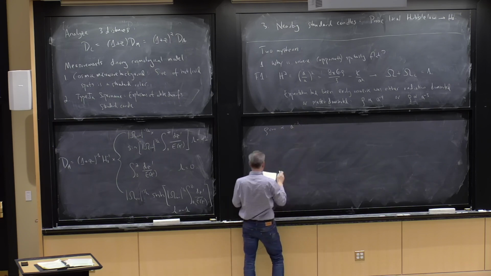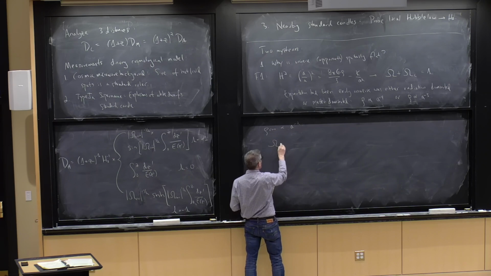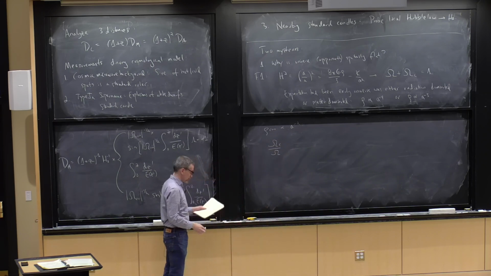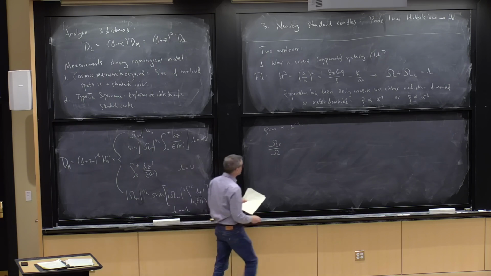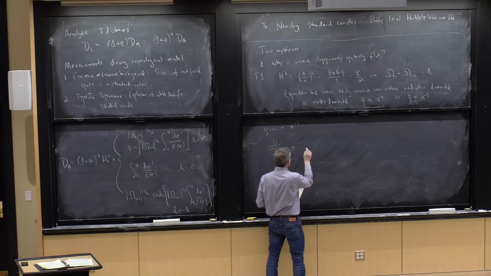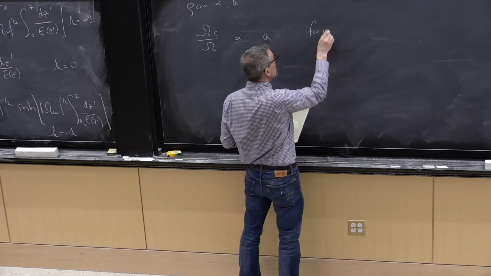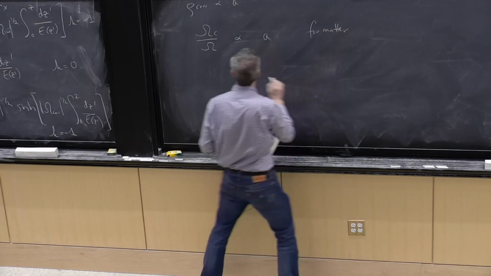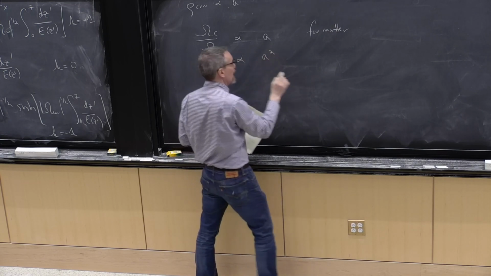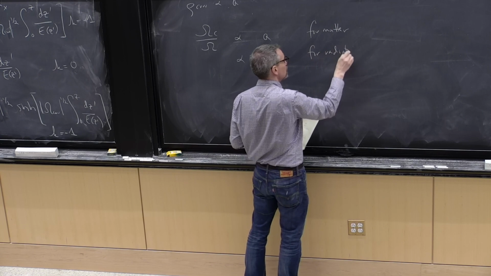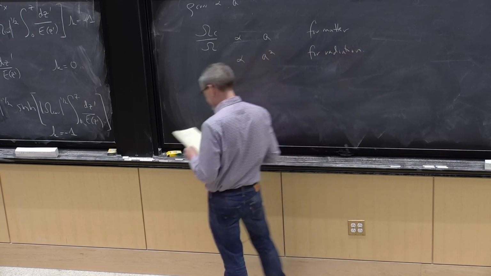And so what this means is that if you look at the ratio of omega curvature to omega, this will be proportional to a for matter, a squared for radiation.